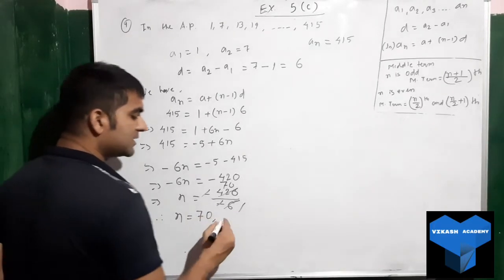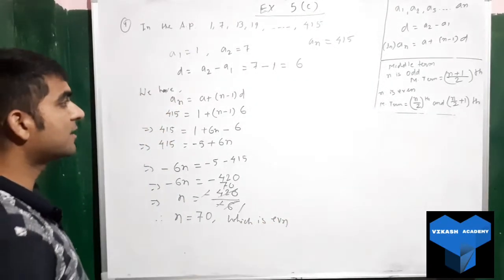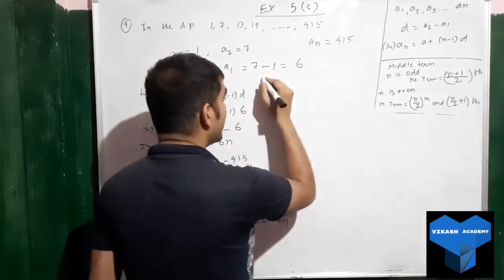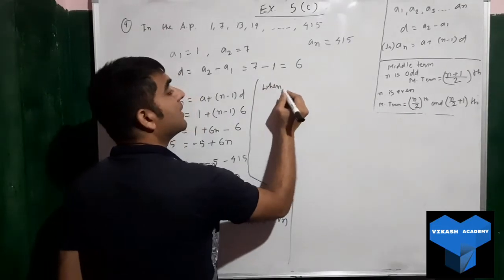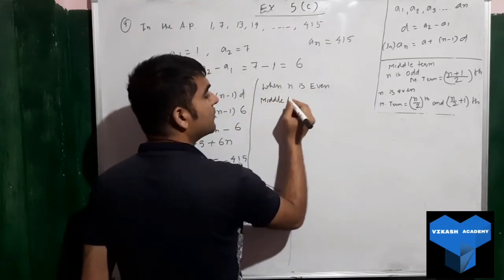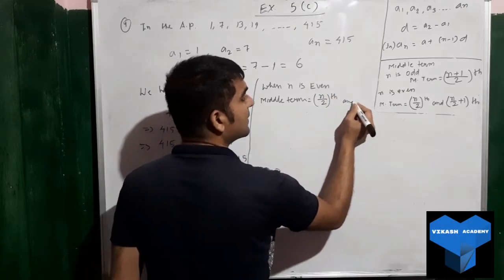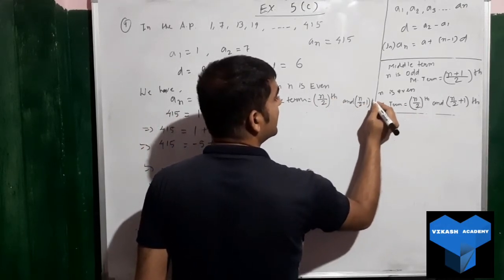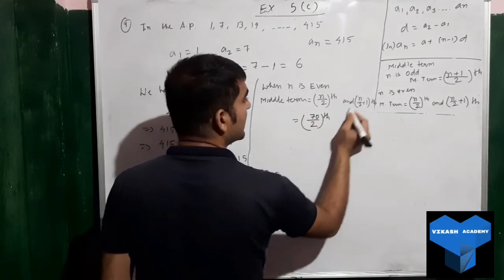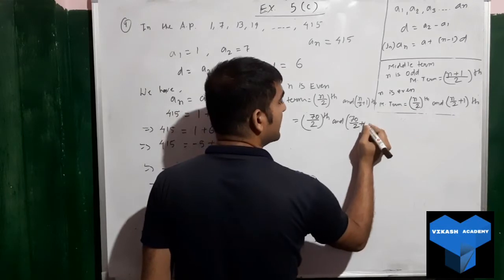70, which is an even or odd number? Even. For even, you already know the formula. For even, the middle term formula will be, when n is even, you will write this formula. Middle term equal to n by 2 th, and n by 2 plus 1 th. So n we have 70, we'll write 70 by 2 th, and n by 2 plus 1 th.